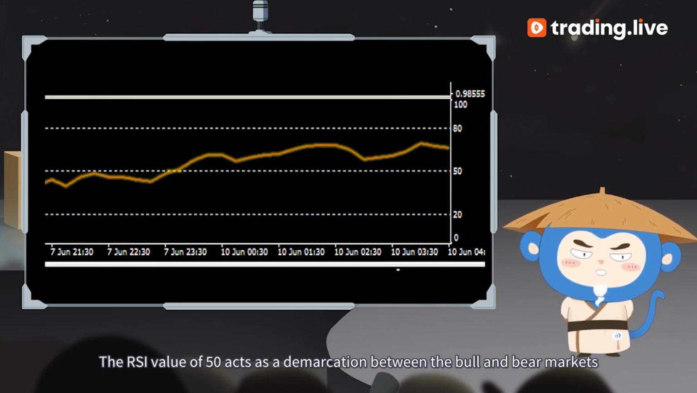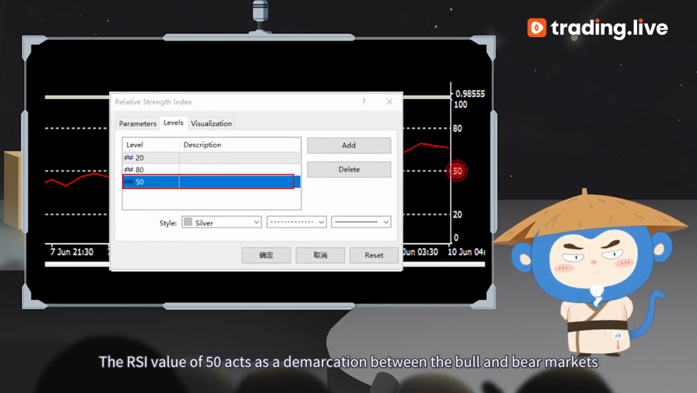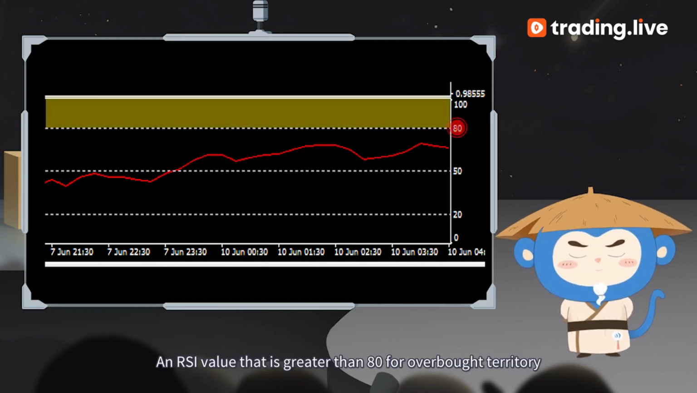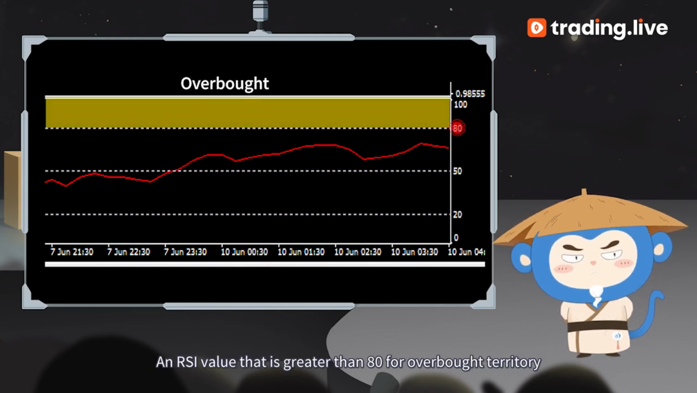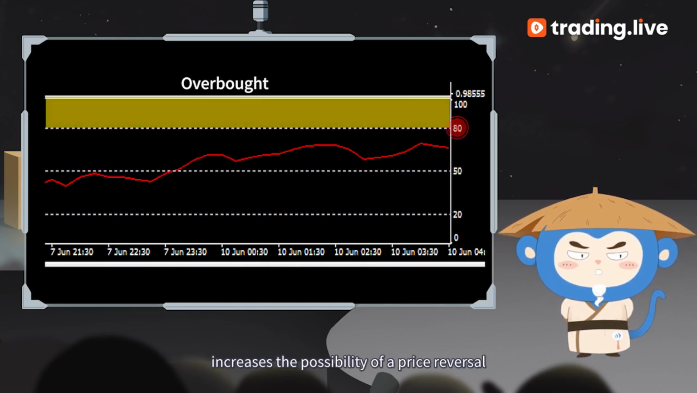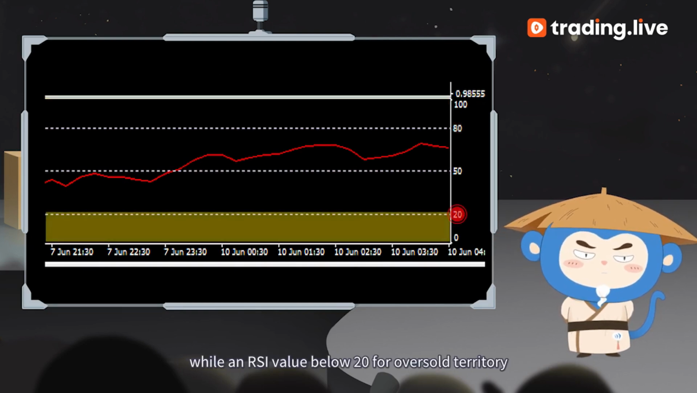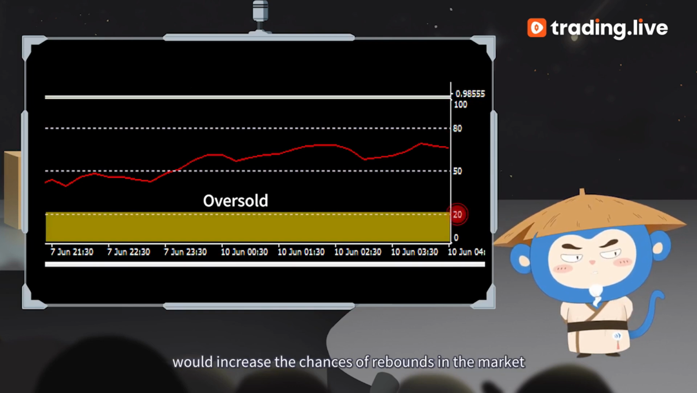The RSI value of 50 acts as a demarcation between the bull and bear markets. An RSI value that is greater than 80, for overbought territory, increases the possibility of a price reversal, while an RSI value below 20, for oversold territory, would increase the chances of rebounds in the market.